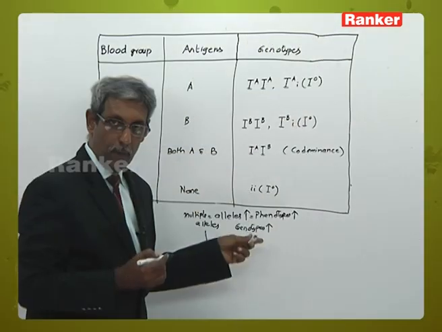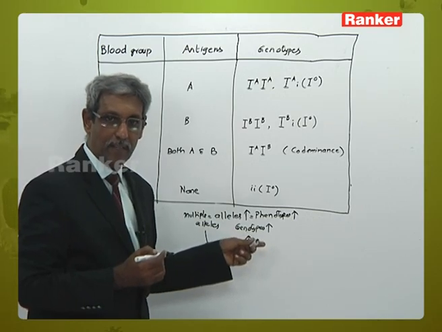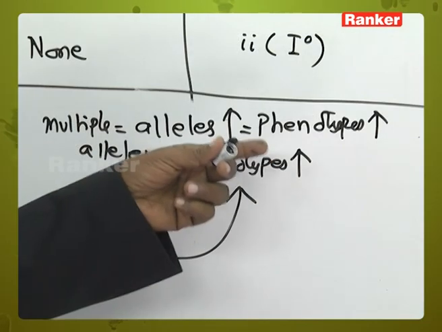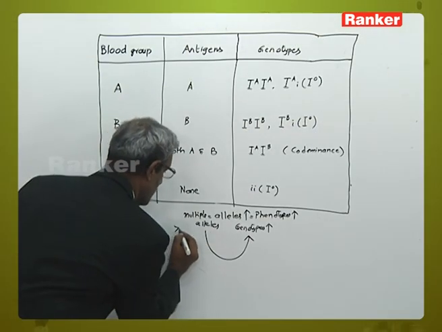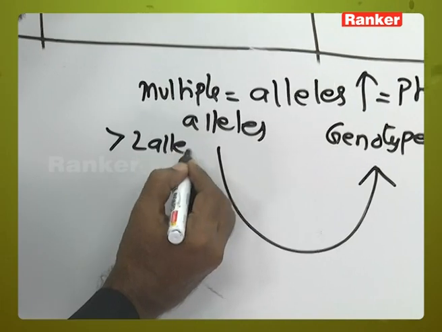Thereby for problem number 4, the correct answer is an increase in the number of phenotypes and genotypes if there are more than 2 alleles.